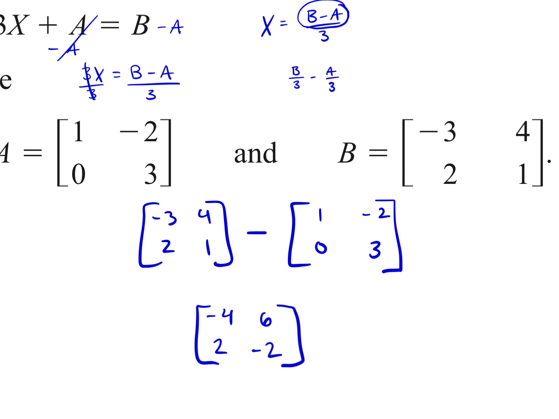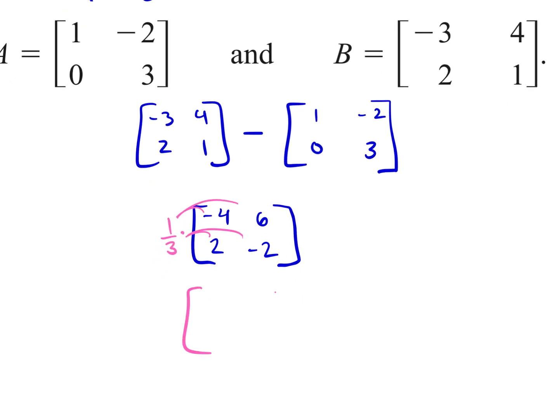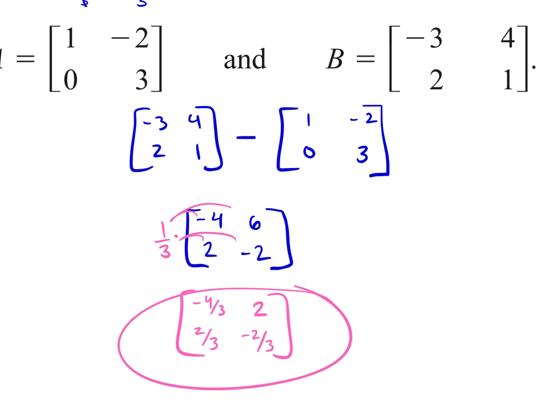Now the last step is we have to divide by 3, or we could multiply by 1/3. So when we multiply by a scalar, it gets distributed to everything. So here we have negative 4 over 3. 6 over 3 would simplify to what? 2. Then 2 over 3 and negative 2 over 3. So this would be our answer.